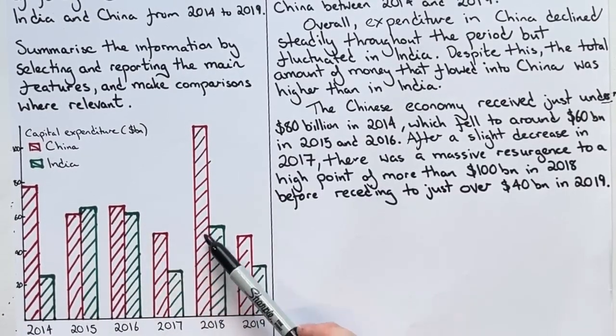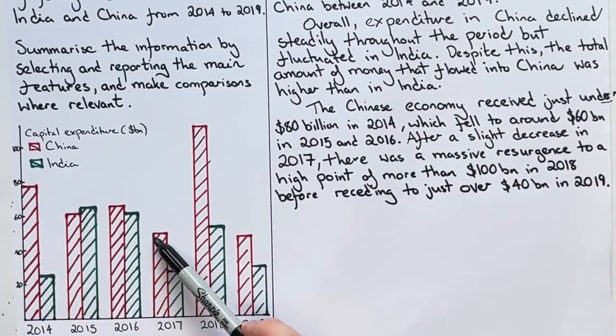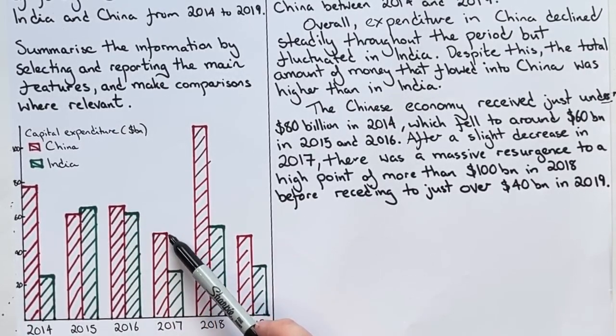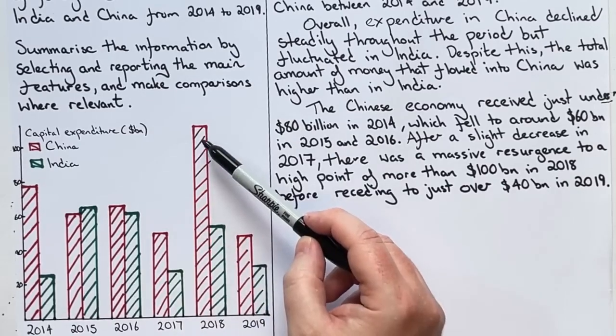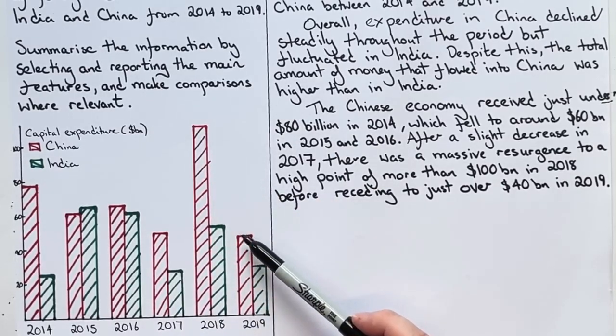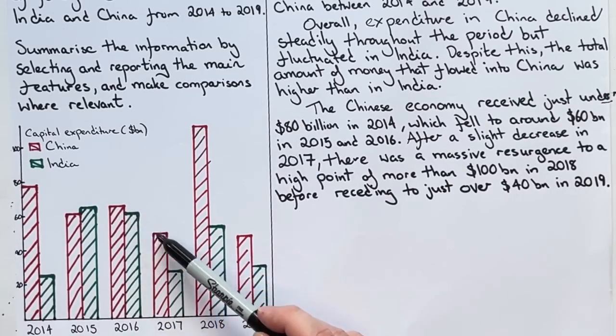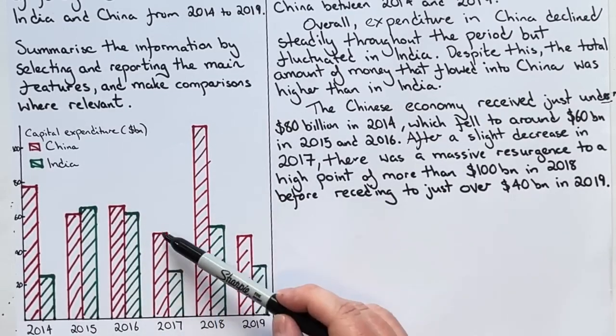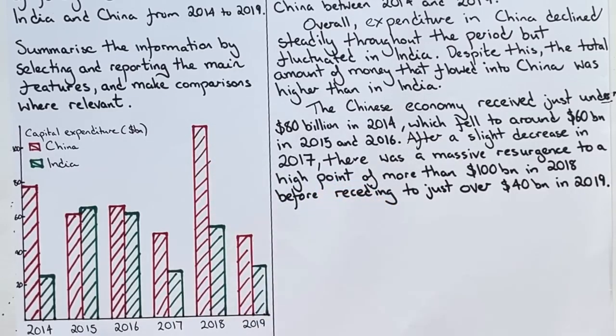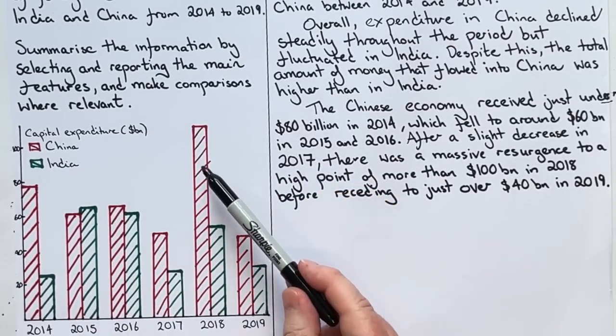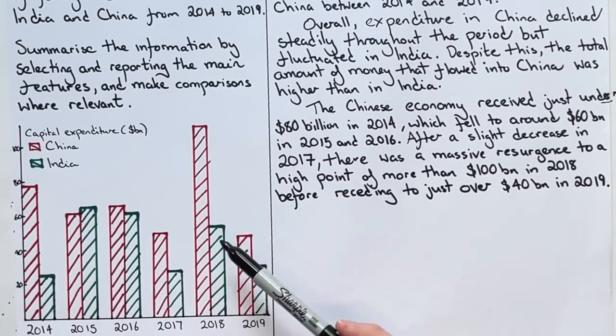Okay, so the next logical thing to do is to describe this dip down here and then this massive jump here, and then it dips down back again. So after a slight decrease in 2017, so it decreases slightly, there was a massive resurgence to a high point of more than 100 billion in 2018 before receding, so going back down to just over 40 billion in 2019.